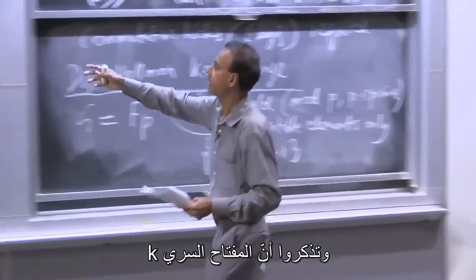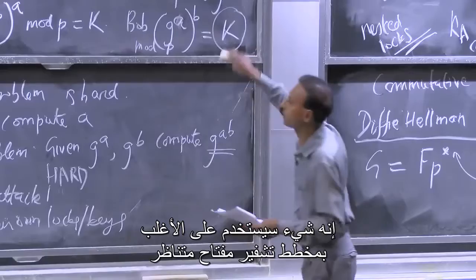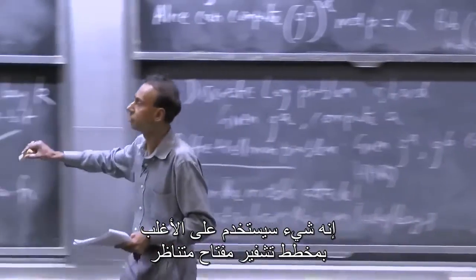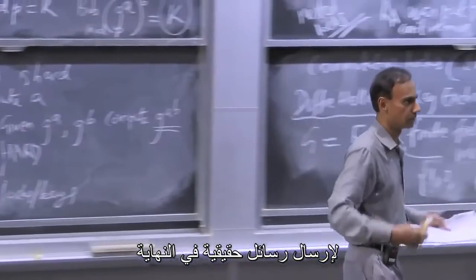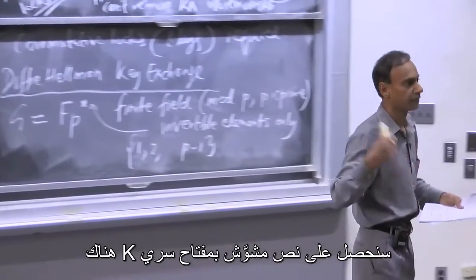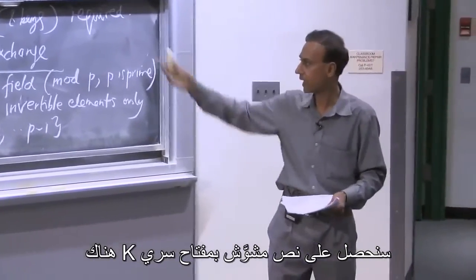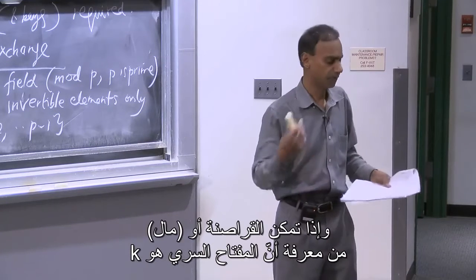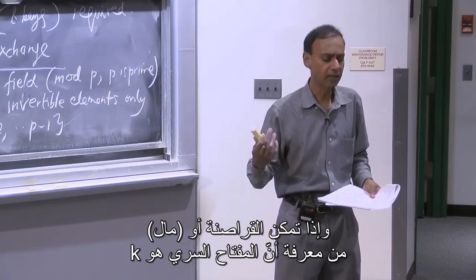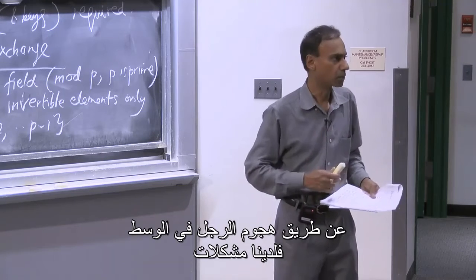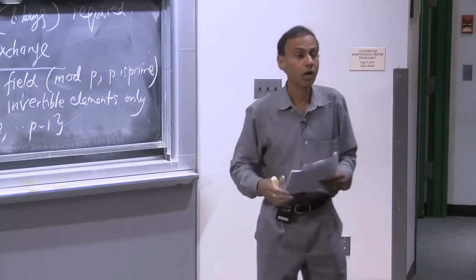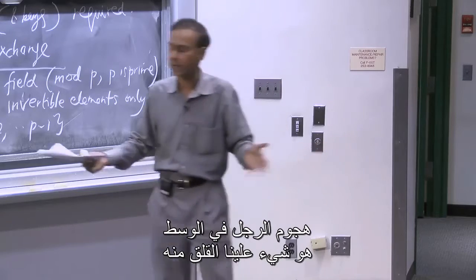And remember that the secret key K is something that is probably going to be used in a symmetric key encryption scheme eventually to send real messages, right? So you're going to have ciphertext with that secret key capital K over there, and if the pirates, or Mal, get to know what the secret key K is through a man-in-the-middle attack, you got problems. All right? So the man-in-the-middle attack is something that we have to worry about.